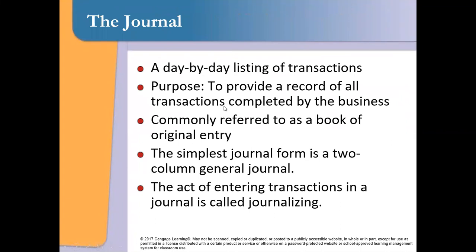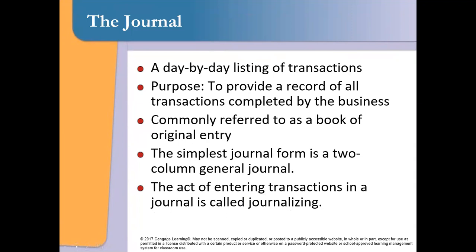Now we're going to journalize our transactions. The journal, again, is a day-to-day listing of those transactions. As things happen, we just write them down in the general journal. It's to provide a record of all the transactions completed by the business. It's commonly referred to as the book of original entry. Why? Because that's what we use on a day-to-day basis to keep track of transactions. The simplest journal form is a 2-column general journal. The act of entering transactions in the journal is called journalizing.